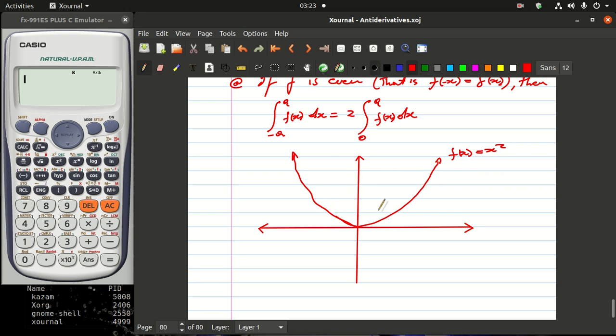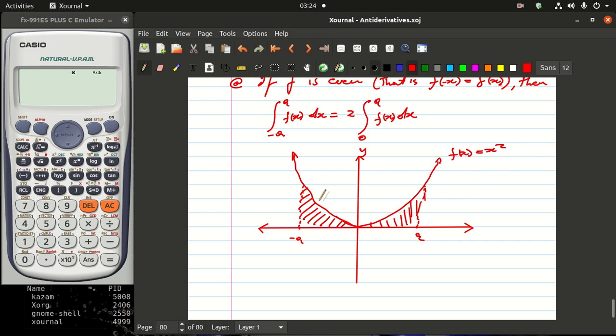You can see that this is an even function, because if I were to place a mirror here, this will become that in the mirror, and also this in the mirror will become that. So suppose this point here is minus a, and this point here is actually a. If I wanted to find this area under this curve, I want to find this area.